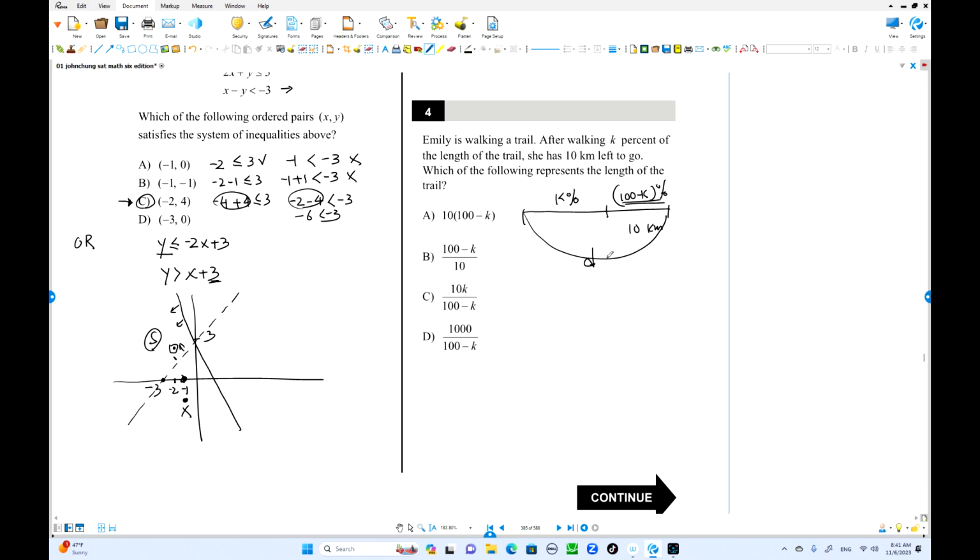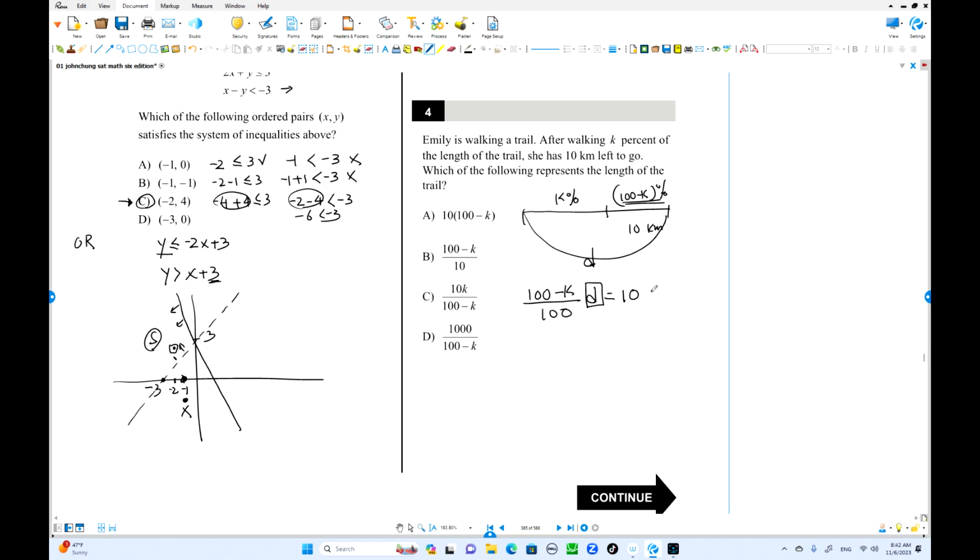This percentage is 10 kilometers, okay? So 100 minus K% is (100 minus K) over 100. That is 100 minus K% of the length of the trail. That equals 10, isn't it? How can you find the D over here?